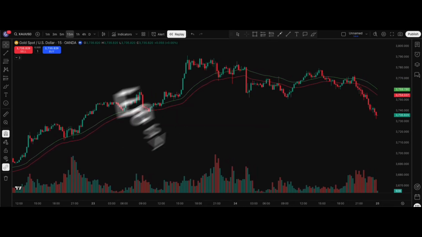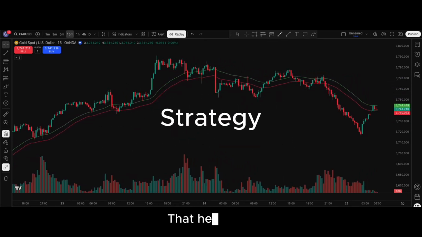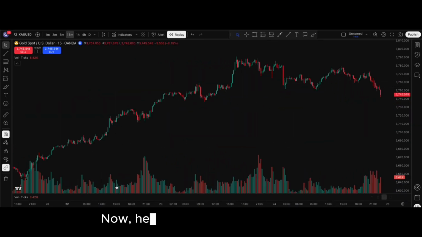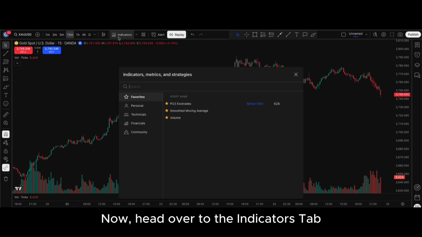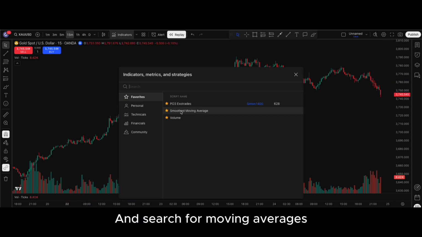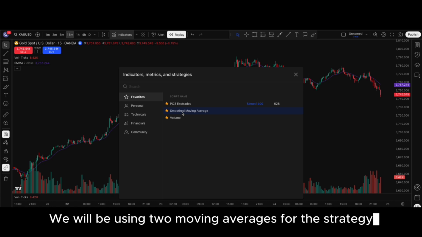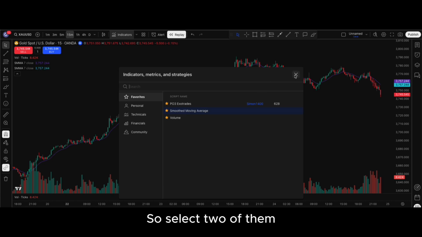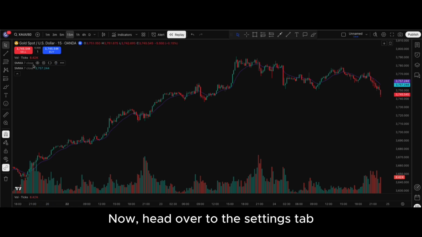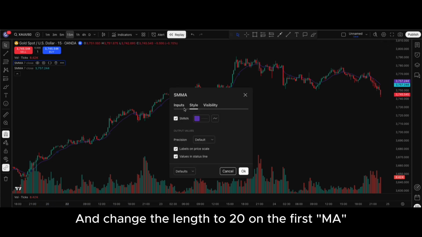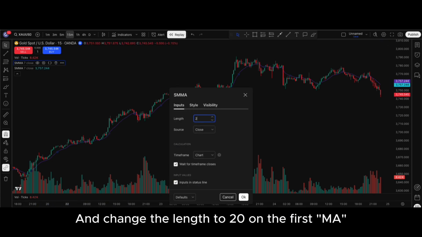Here's an extremely easy and powerful strategy that helps you trade with the trend. Now, head over to the Indicators tab and search for moving averages. We will be using 2 moving averages for this strategy, so select 2 of them. Now, head over to the Settings tab and change the length to 20 on the first MA.